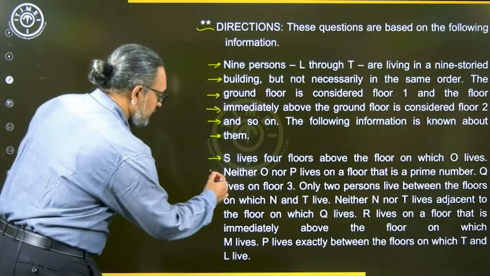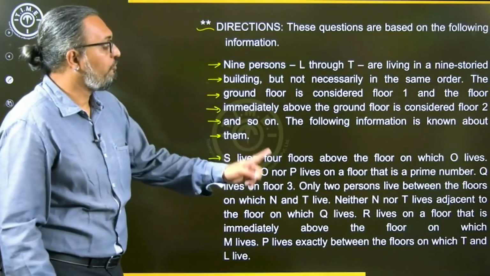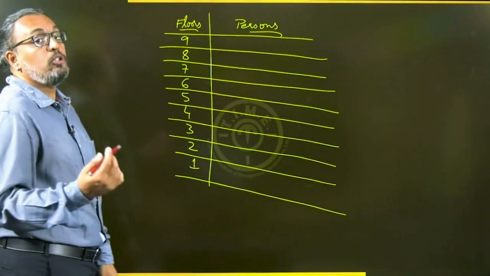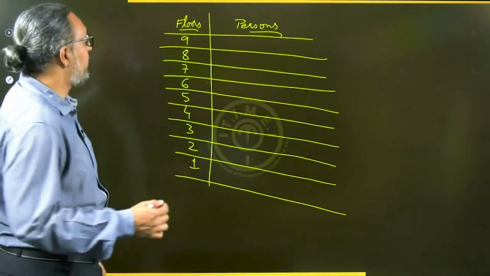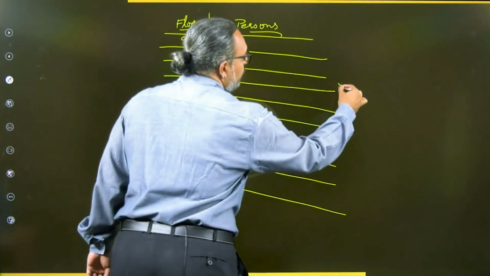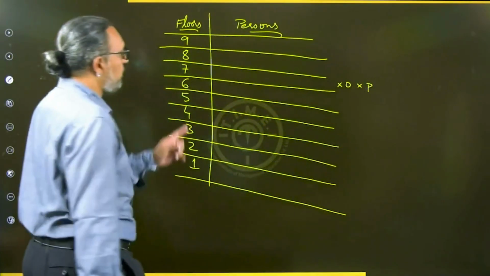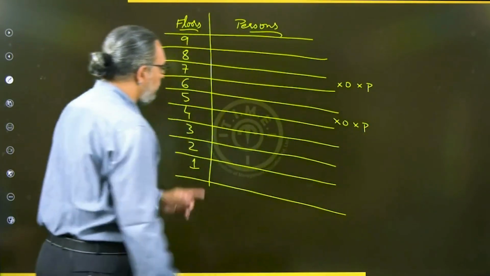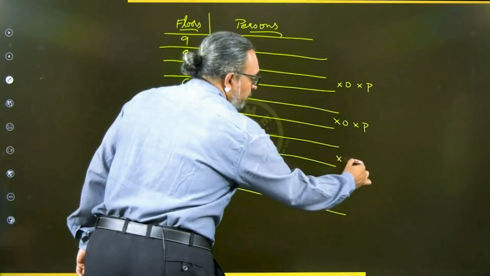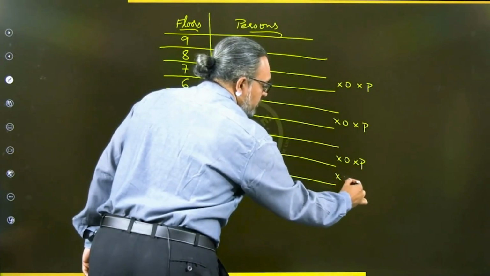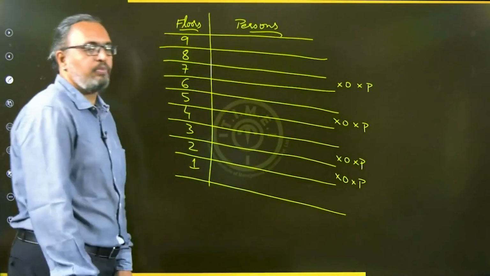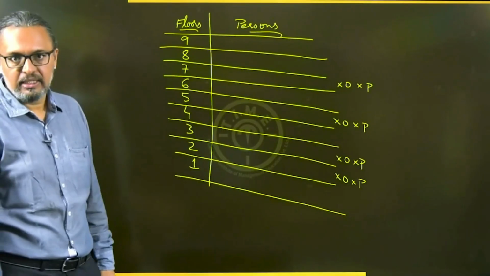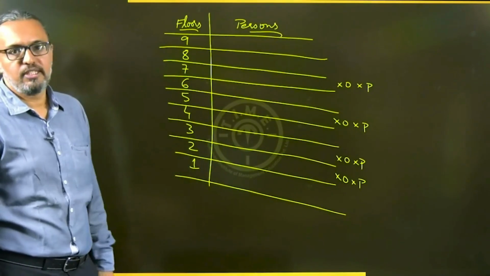Then he says neither O nor P lives on a floor that is a prime number. That means you can rule out O and P on floor number 7 because that's a prime number. Then O and P on floor number 5, floor number 3, as well as floor number 2. So we have 2, 3, 5, 7. These are the 4 prime numbers you have among the 9 floors. Correct? So neither O nor P lives on a floor which is a prime number.